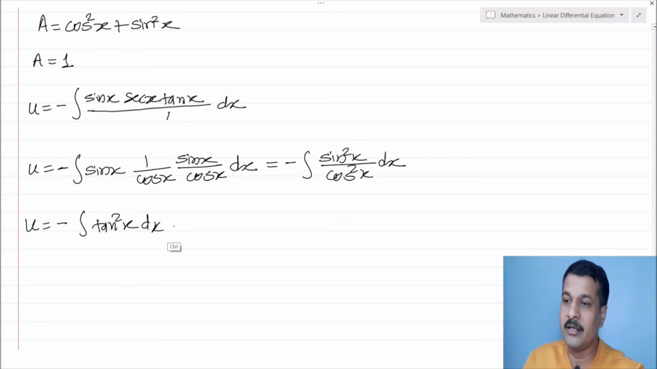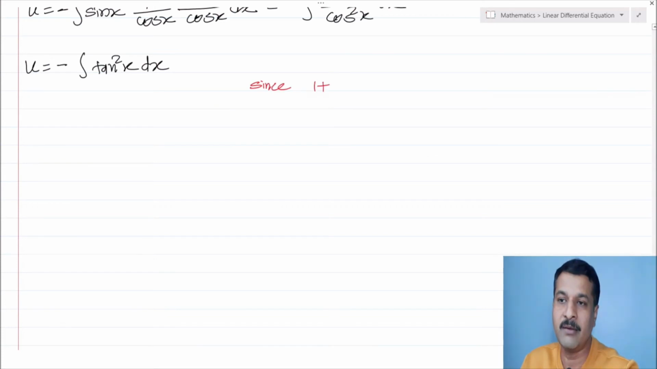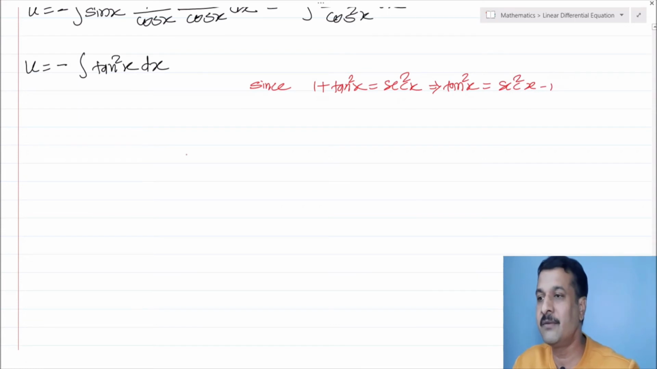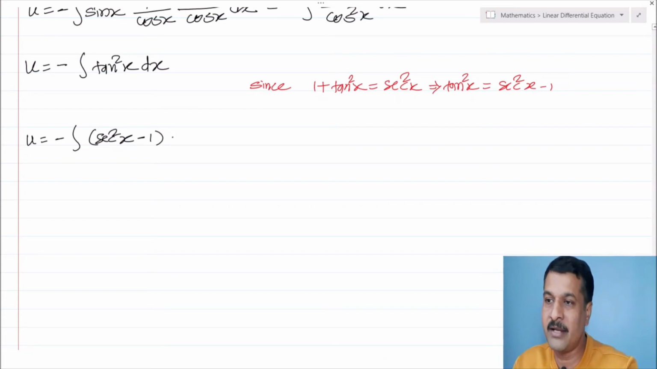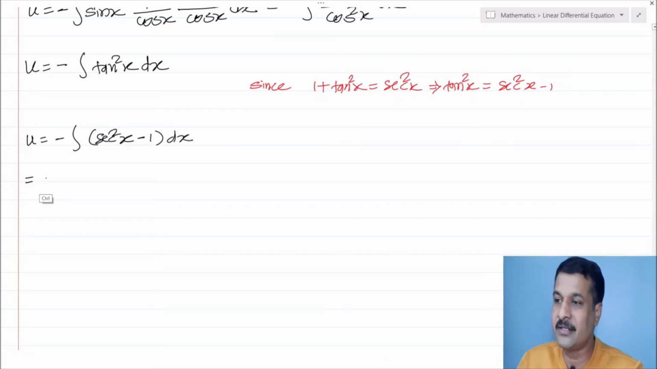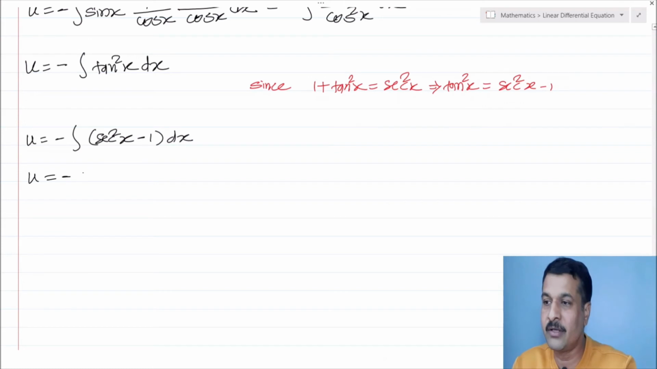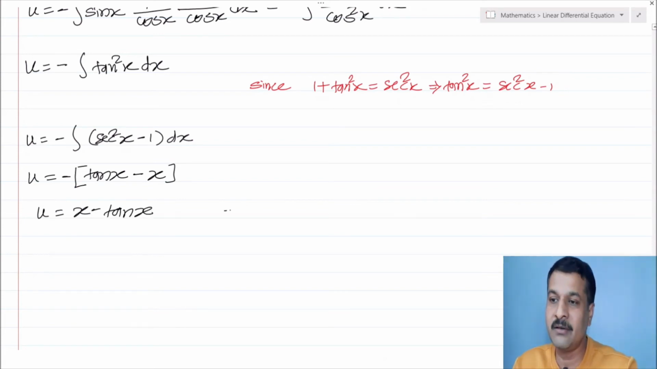So now evaluate this integration. How? Since we know 1 plus tan square x equal to sec square x, and this implies that tan square x equal to sec square x minus 1, and therefore u equal to minus integration of sec square x minus 1 dx. So by standard integration I am getting u equal to minus tan x minus x. So adjust this minus sign, so I am getting x minus tan x. This is your value of u. So this is equation number 4.